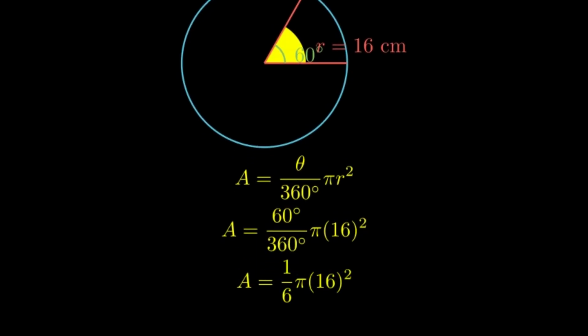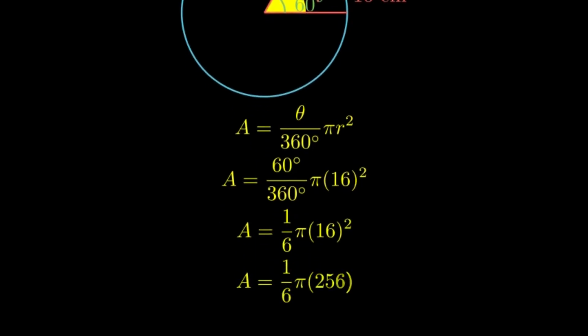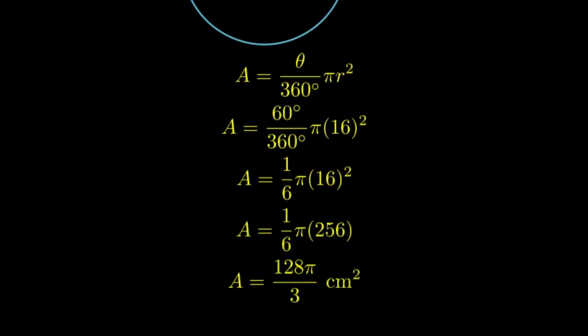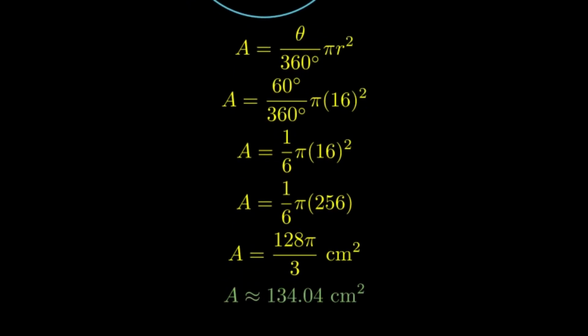First, 60 divided by 360 simplifies to 1/6. Next, 16 squared is 256. Now we can combine everything. The area equals 128 pi divided by 3 square centimeters. Using 3.14 for pi, this is approximately 134.04 square centimeters. Therefore, the area of the sector is 128 pi divided by 3 square centimeters.